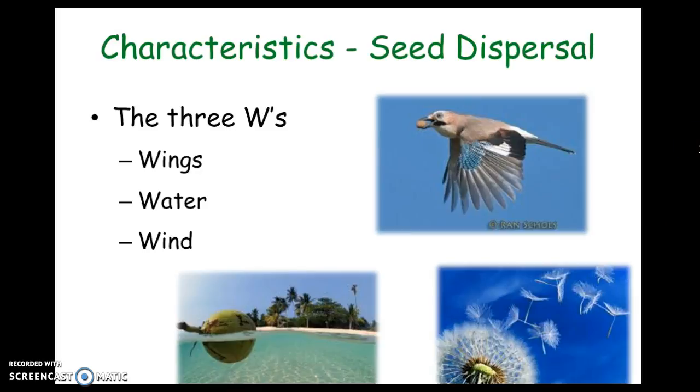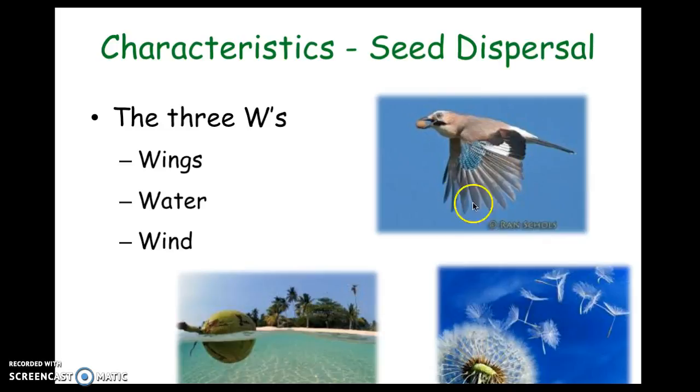Now, in order for seeds to become grown-up plants, they need to be dispersed. We talked about when we were discussing fungi, we said that the spores, although they produce millions of spores, only a few land in the right places. Similarly, plants produce many seeds, and only a few live in the right places to grow. Seeds are dispersed, or spread around, by the three W's mainly: wings, water, and wind.